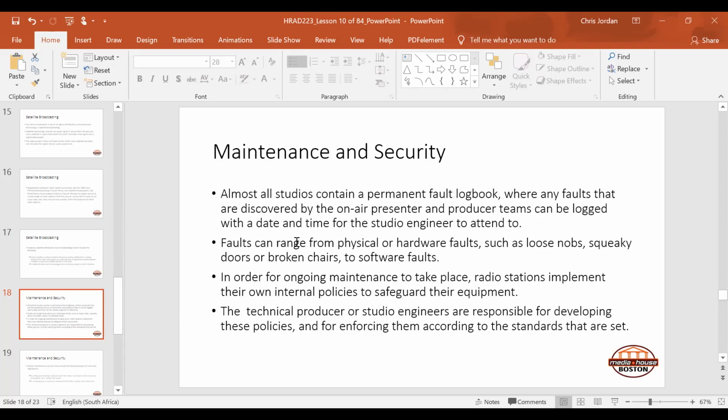So let's look at some maintenance and security. Almost all studios contain permanent fault logbooks, where any faults discovered by the on-air presenters and producer teams can be logged and dated so that the engineers and the tech department can take care of what needs to be taken care of. For example, physical aspects like loose knobs on the desk, squeaky doors, broken chairs, software faults. Everything needs to be reported so that it can be logged, and then that particular entry, what do we call it, man?